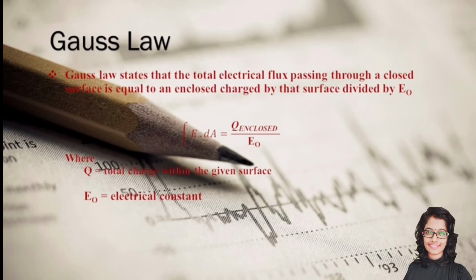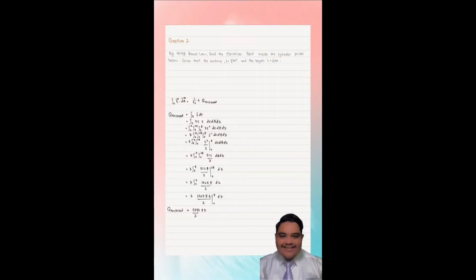This formula states that the integral of electrical field E dot dA, the surface area, equals Q enclosed, which is the total charge within the given surface, divided by the electrical constant. Question 2. By using Gauss law, find the electrical field inside the cylinder given below. Given that the surface S equals 8 meter squared and the length L equals 4 meter.